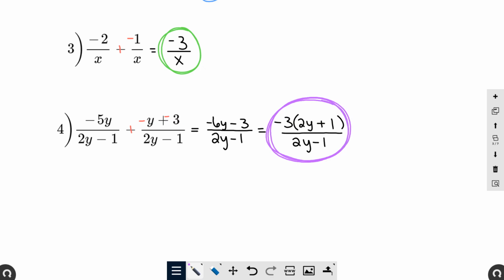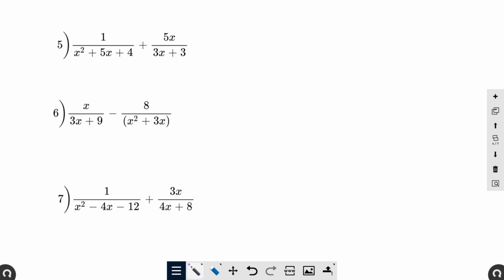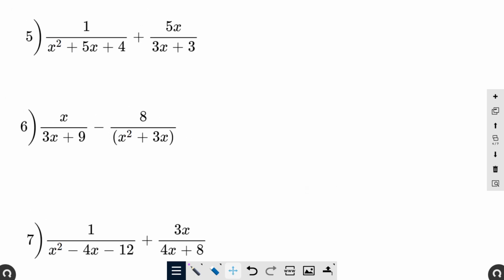So again, that last step, just make sure nothing else simplifies. So that can be a little tricky doing that extra little last step. Okay, so y'all feel comfortable with things having the same denominators, right? Okay, let's work with some things that do not have the same denominators, like question 5. But it's really not as bad as it seems.